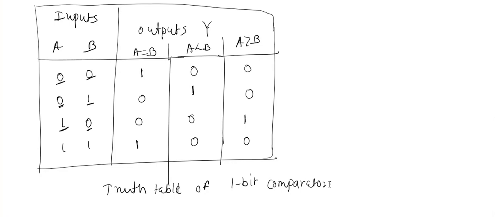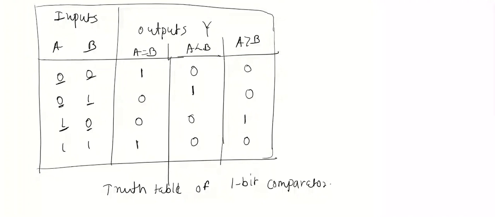Now based on this truth table, we'll identify the logic diagram of the 1-bit comparator. To do that, we have to identify the Boolean expressions for the outputs Y. The output Y is in three forms: A is equal to B, A is less than B, and A is greater than B. So we have to identify three minimized expressions for Y, one each for A equal to B, A less than B, and A greater than B. Then we'll realize these expressions by using the logic circuit.